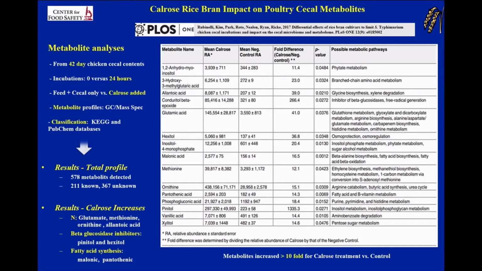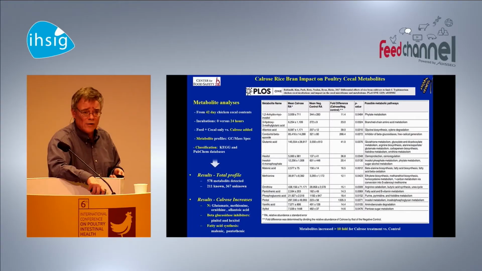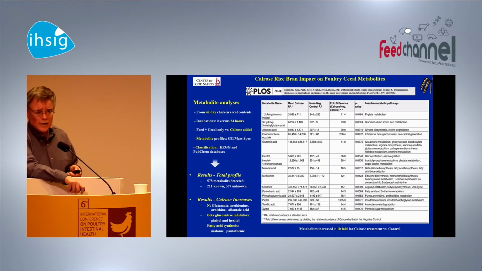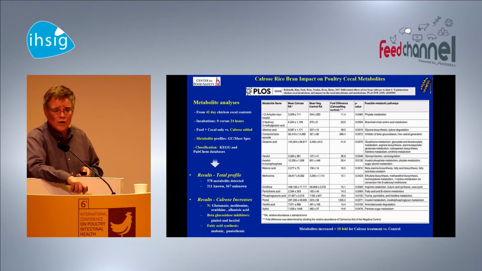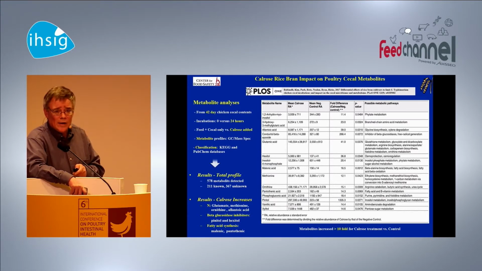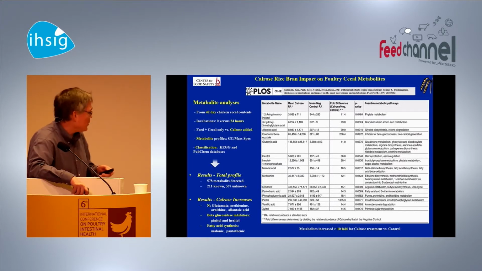Beta-glucosidase inhibitors, pentothal and hexatol. Those actually were probably coming from the rice bran. One of the things that we learned as we got into this, and I should have known this from a plant standpoint, is plants tend to have inhibitors for beta-glucosidase enzymes, because as they develop cell wall structure, they need to start inhibiting those enzymes so that they can start stabilizing those cell walls. And so it made sense that we were picking these up in the metabolite analysis.